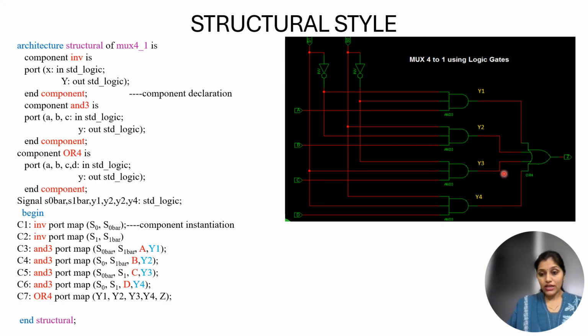Then for my OR gate, what are my inputs? Y1, Y2, Y3, Y4 and my output is Z. In this way we can write code in structural modeling. Then end structural: begin, then component instantiation, and then end structural. So in this way, we can write VHDL code in 3 different modeling styles: dataflow, behavioral, and structural.